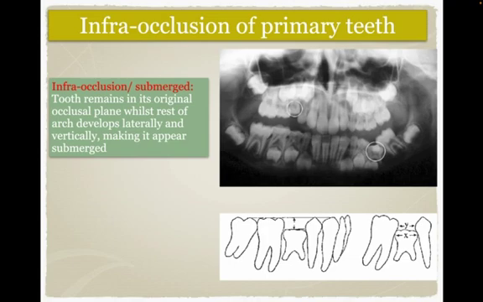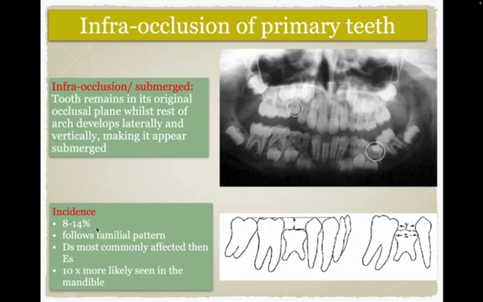Then we have something called infra-occlusal primary teeth, and that's a tooth that basically remains at its original occlusal plane, while the rest of the arch develops laterally and vertically, making it appear submerged. If we look at this tooth, here is the E. What's going to happen is that everything grows vertically and laterally, and this tooth is kind of ankylosed, it doesn't move. So everything is moving up, and this tooth will appear as if it is sinking. But the fact is that it is not sinking, it stays where it is, while everything else is moving upward.